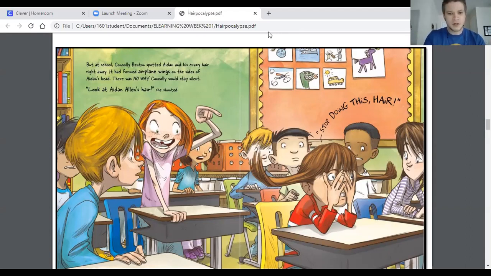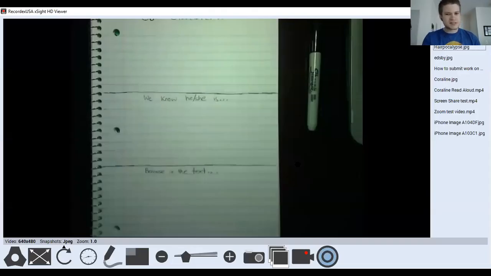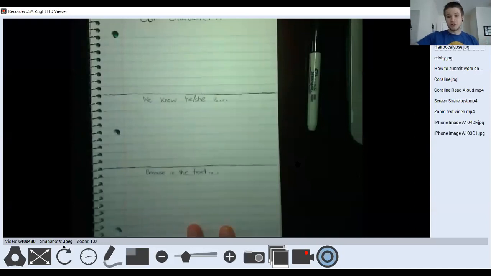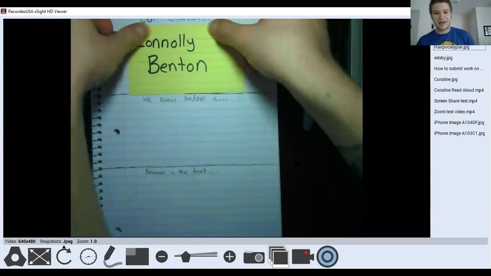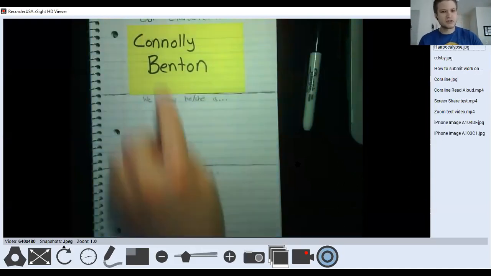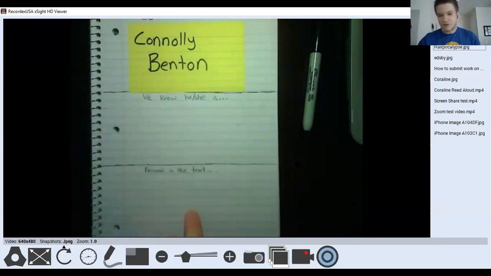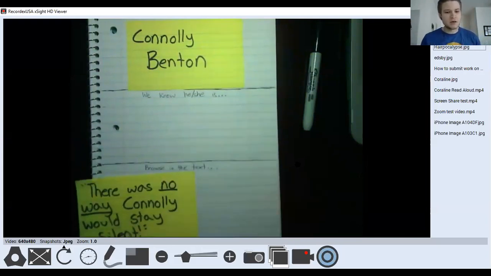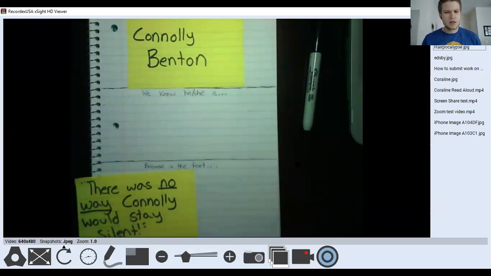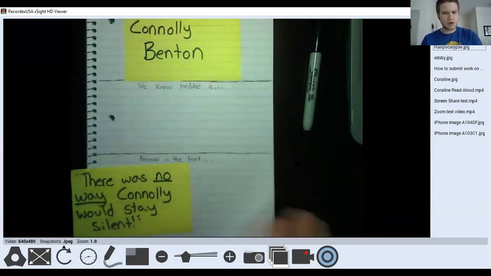Let me pull this back up. Remember this? Well, here we're introduced to a new character. Not Aiden. It's Connolly Benton, the little girl in Aiden's class. We have a new character named Connolly Benton here. And here's a couple things we saw her doing. The text was saying there was no way Connolly would stay silent. That's a clue that tells us a little bit more about Connolly as a character.